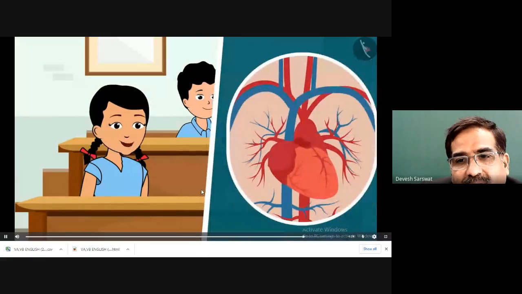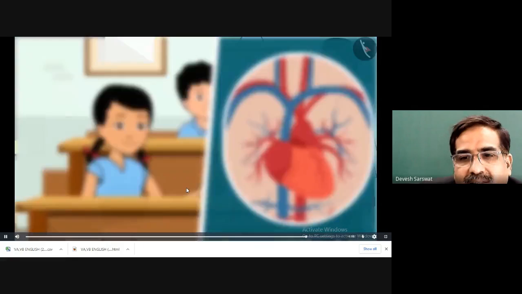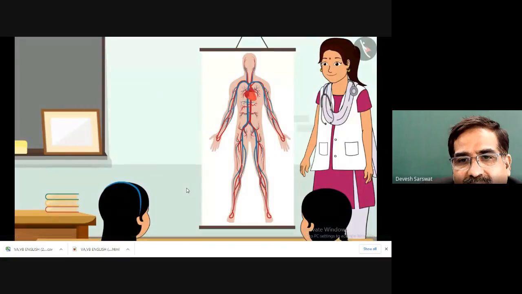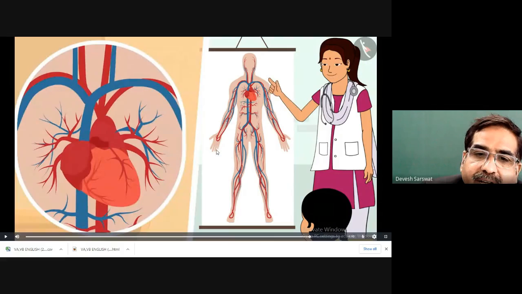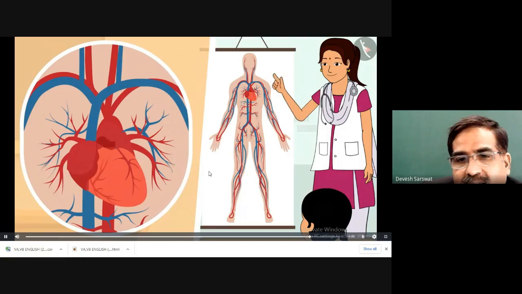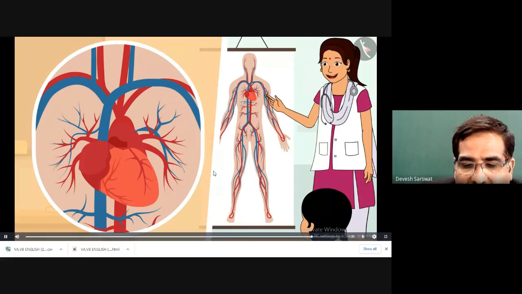In this poster, the arteries are seen to be further dividing into smaller vessels. Yes, children. On reaching the tissues, they further divide into thinner tubes known as capillaries. So arteries are further divided into thinner tubes. These are capillaries. The capillaries join up to form veins which empty into the heart.